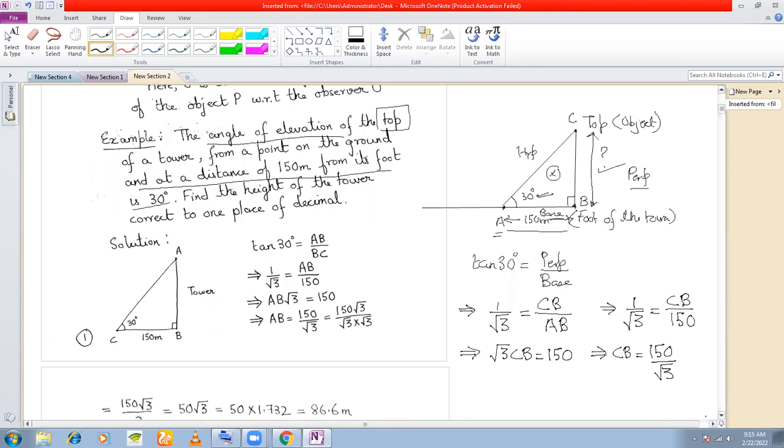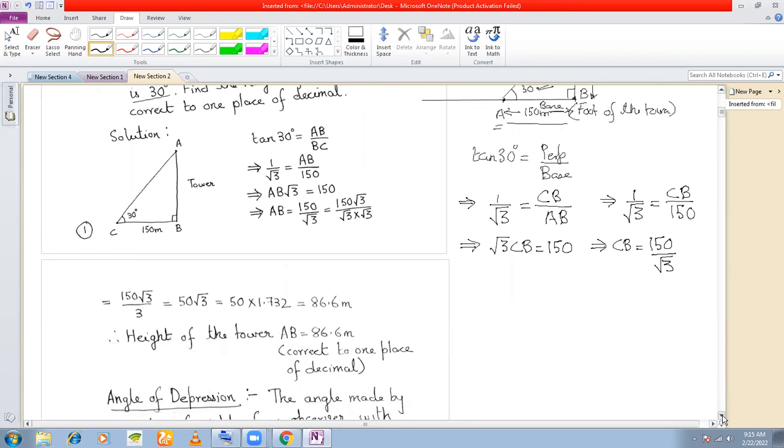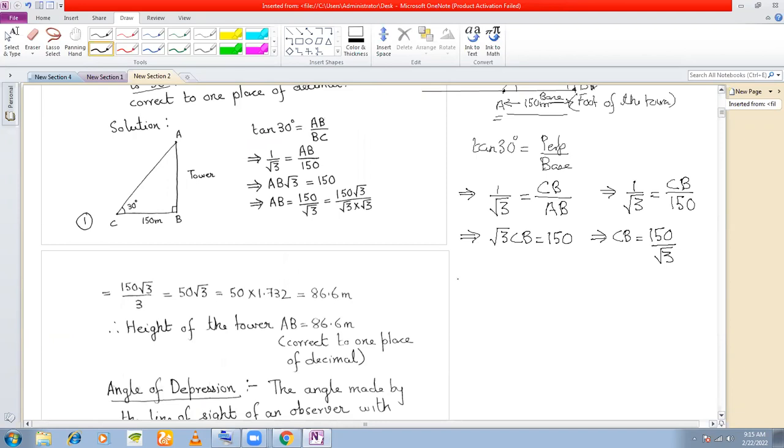Okay, now the denominator is irrational. So therefore, we must rationalize the denominator to find out the exact value in decimal places. How? You multiply the numerator and denominator by root 3. So you're getting here 150 root 3 divided by 3, right? So now you can cancel this here. You get 50 root 3.